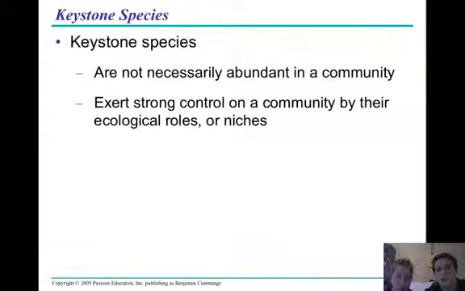So keystone species are not necessarily abundant in a community, but they exert strong control in a community by their ecological roles or niches. So what this basically should mean to you is it's not going to be the organism in the community with the most numbers, but it is for whatever reason going to exert the most force. It could be a strong predator, it could be a strong competitor, either of those things, but it's going to really exert its presence in some way or another. Those are called keystone species.